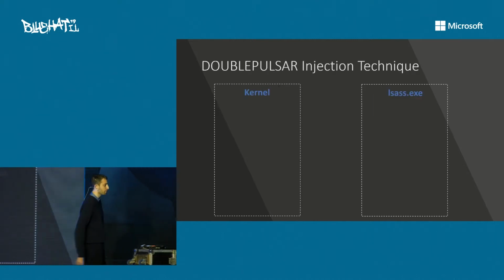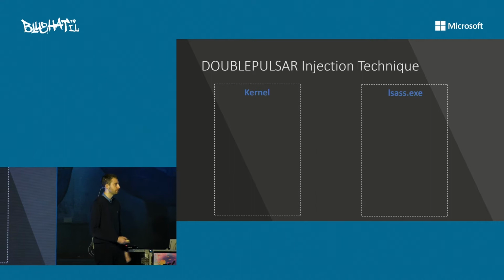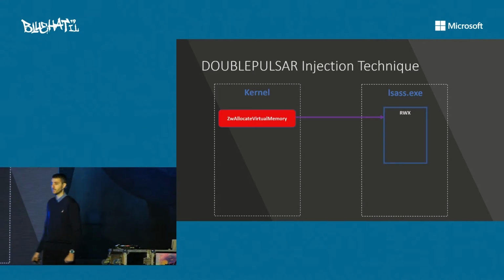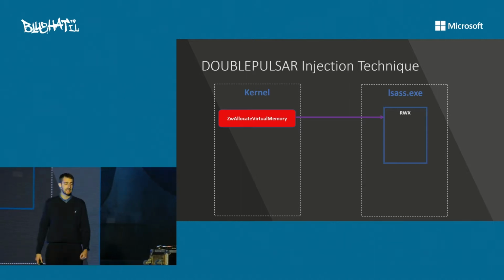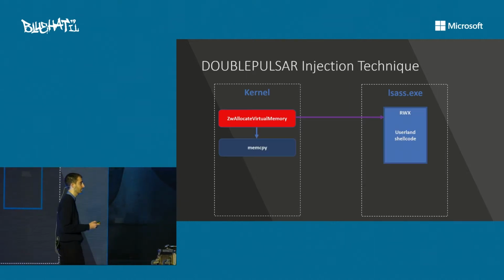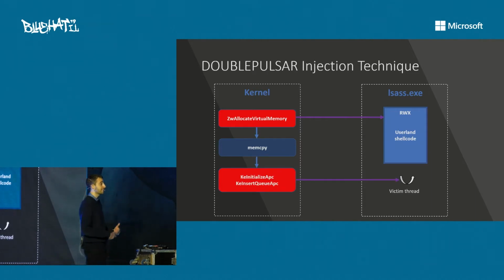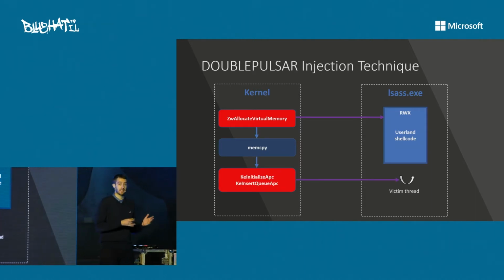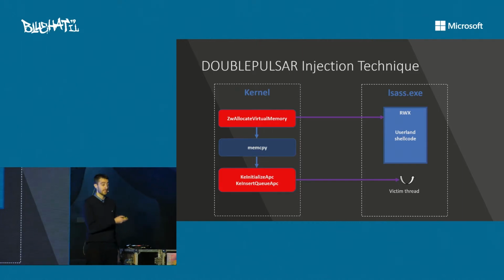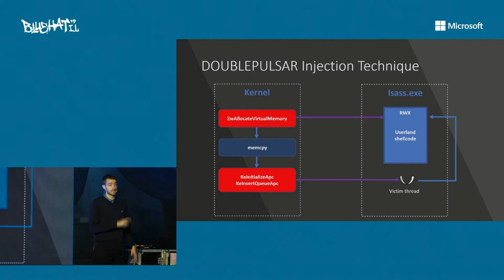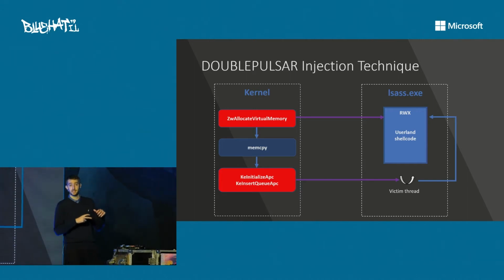So, how does the Double Pulsar injection technique work in a nutshell? Let's have a look. First, it allocates a read-write-execute memory region in the address space of the LSAS process. Then it simply copies a shellcode from the kernel into that newly allocated buffer. Finally, what it does is inject a user APC into some victim thread in LSAS, targeting this shellcode hosted by the memory region.